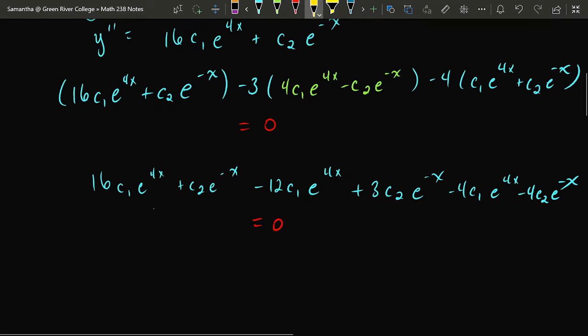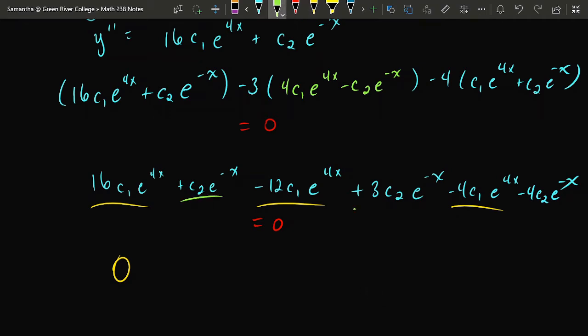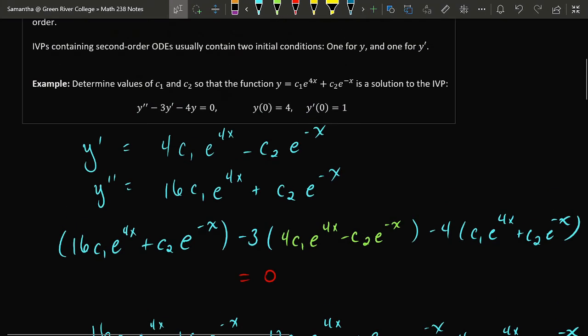But if I start looking at the like terms, I see that I have a positive 16 C1 e to the 4x, negative 12 of the same, and negative 4 of the same. So those combine and become 0. I have a plus C2 plus 3 C2 minus 4 C2 at e to the minus x. So those also combine and become 0. So the first condition is sort of automatically satisfied. Independent of the values of C1 and C2, the differential equation that I'm given is true no matter what.